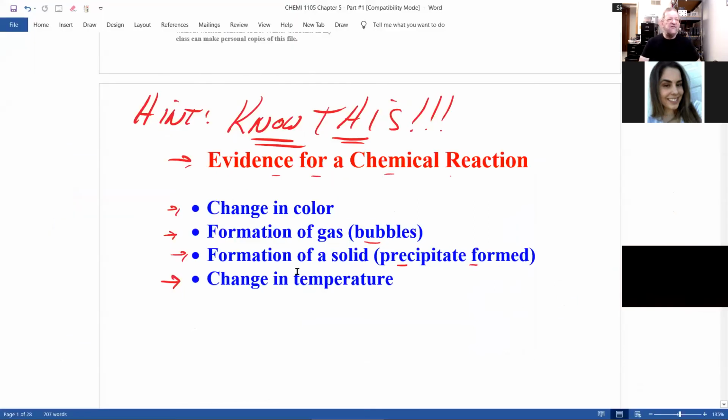So what's evidence for a chemical reaction? One, there's a change in color when you mix two things together. Two, there's formation of gas, which we call bubbles. And three, you see a solid form when you mix two liquids together, and we call that solid a precipitate. And finally, four, when you see a temperature change, something gets cold or hot.